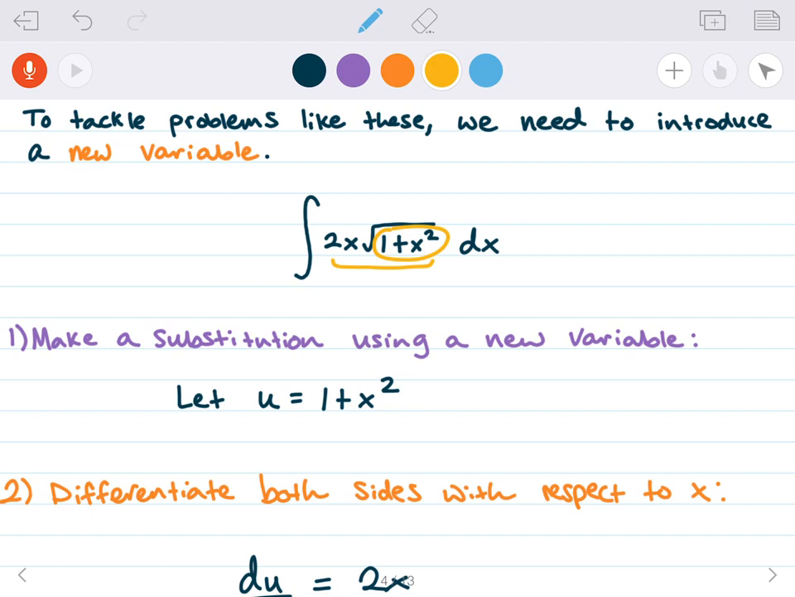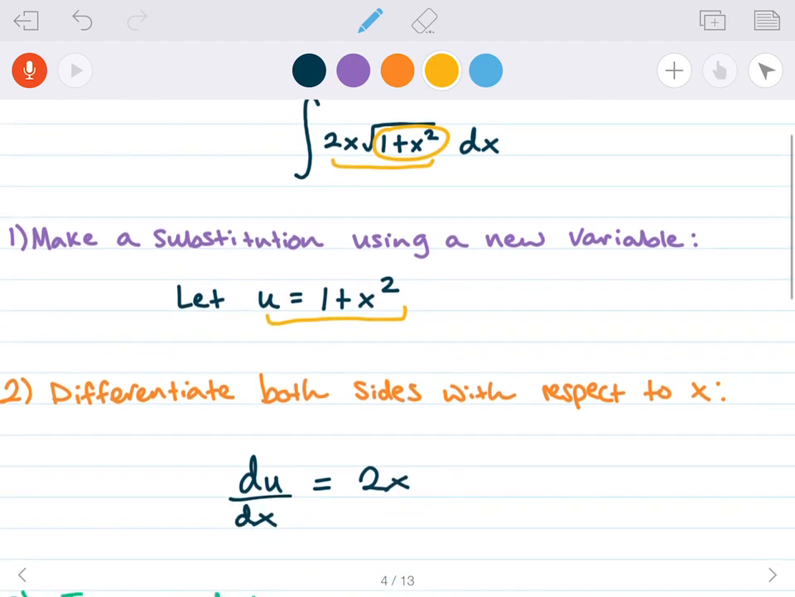All right. So in this case, I'm going to say, let's let u equal 1 plus x squared. And so step 2 is we're going to take that substitution and take the derivative of both sides with respect to x. So on the left, if I take the derivative of u with respect to x, I just get du dx. And if I differentiate 1 plus x squared with respect to x, I just get 2x, and dx dx just goes to 1.